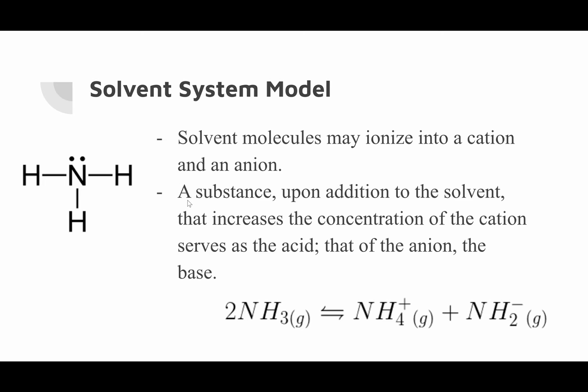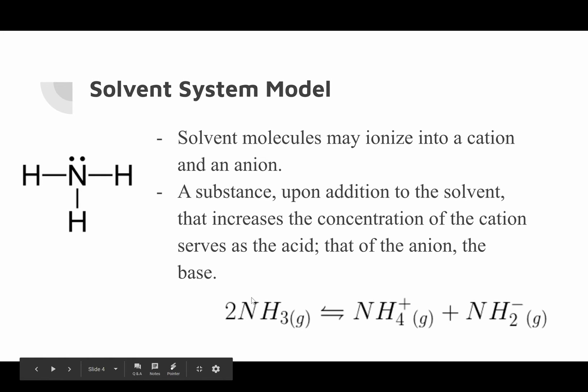And the acid-base part comes in when you have a substance that can increase the concentration of the cation. That is going to be the acid. And for the base, it's going to increase the concentration of the anion. And so when we have ammonia as our solvent, we can have ammonium chloride as an acid because it's going to increase, upon dissociation, the ammonium concentration. Well, we can have, say, sodium azanide as a base in ammonia, because upon dissociation, it's going to increase the anion azanide concentration.